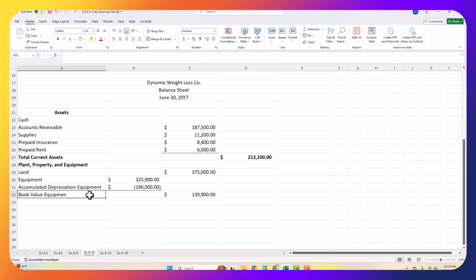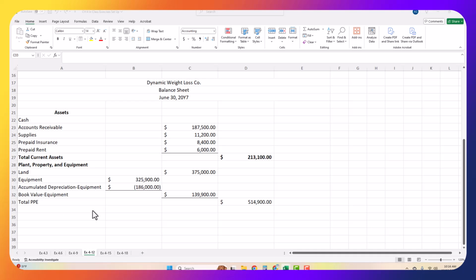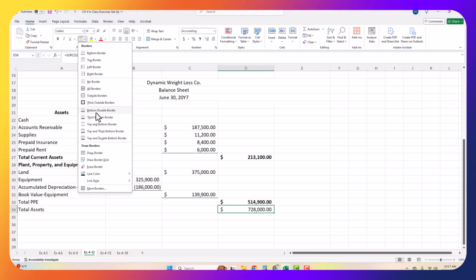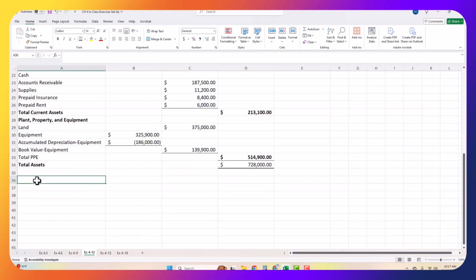So now we're going to get total PPE, plant, property, and equipment. We're going to add these two numbers together. And we get 514. And then we would get total assets, right? Which is current assets plus total PPE. All right, now let's go down to liabilities.